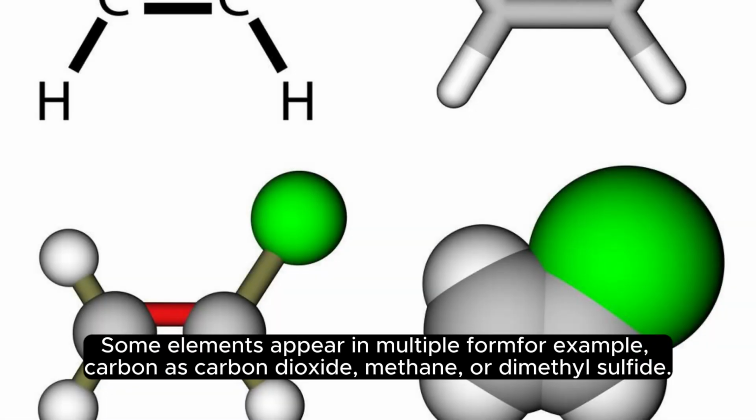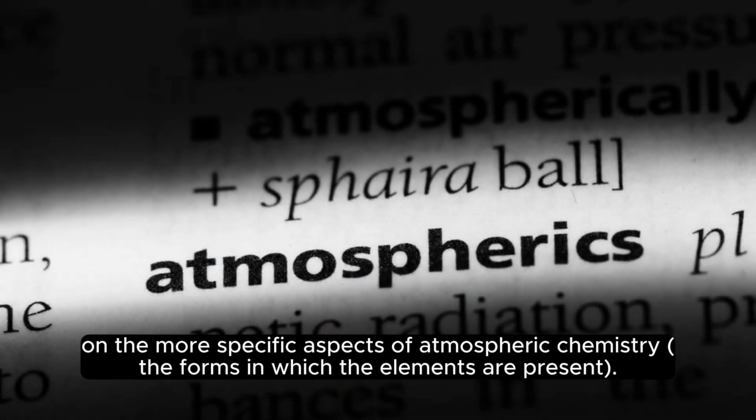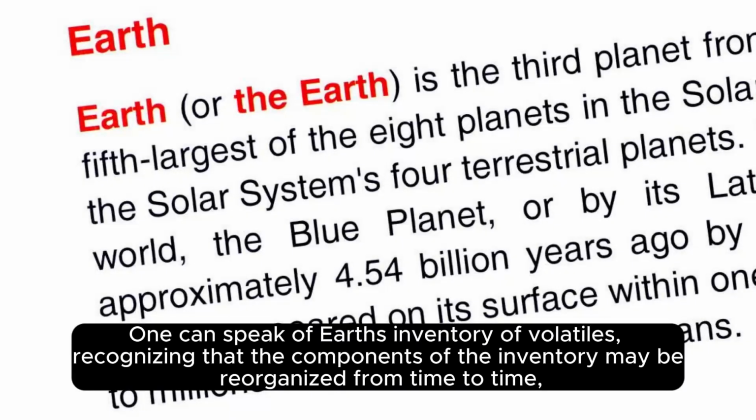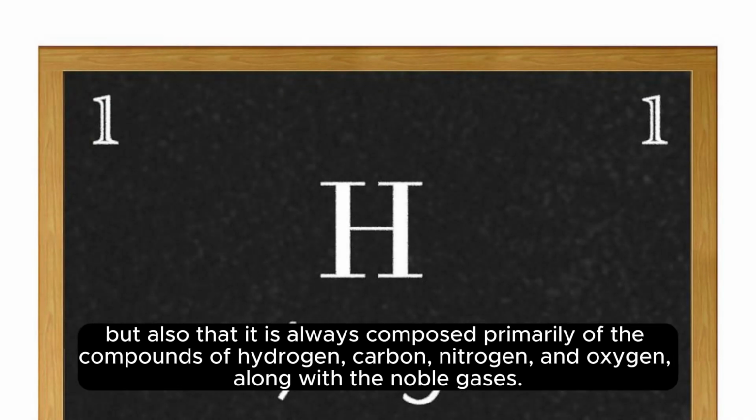Some elements appear in multiple forms, for example, carbon as carbon dioxide, methane, or dimethyl sulfide. It is useful to consider the occurrence of the elements before focusing on the more specific aspects of atmospheric chemistry, the forms in which the elements are present. One can speak of Earth's inventory of volatiles, recognizing that the components of the inventory may be reorganized from time to time, but also that it is always composed primarily of the compounds of hydrogen, carbon, nitrogen, and oxygen, along with the noble gases.